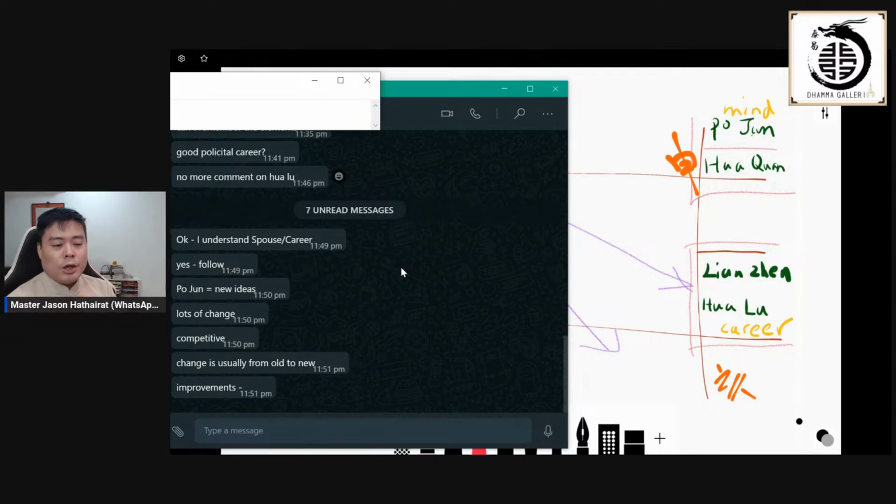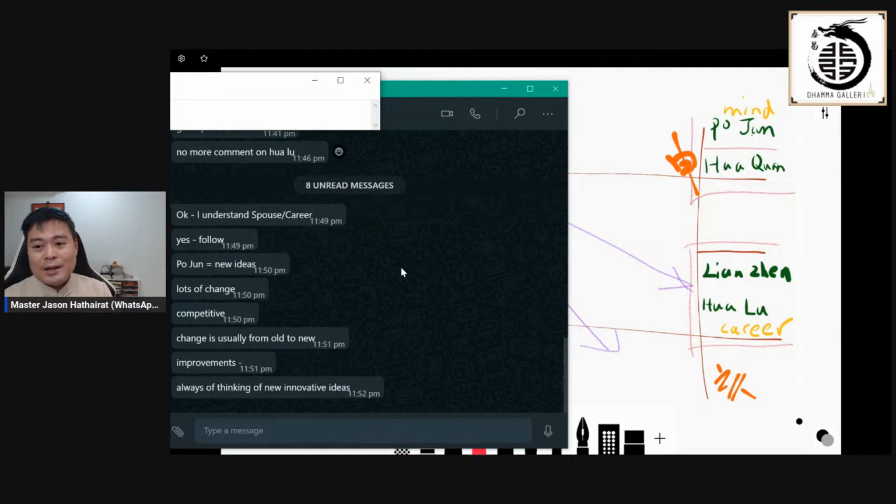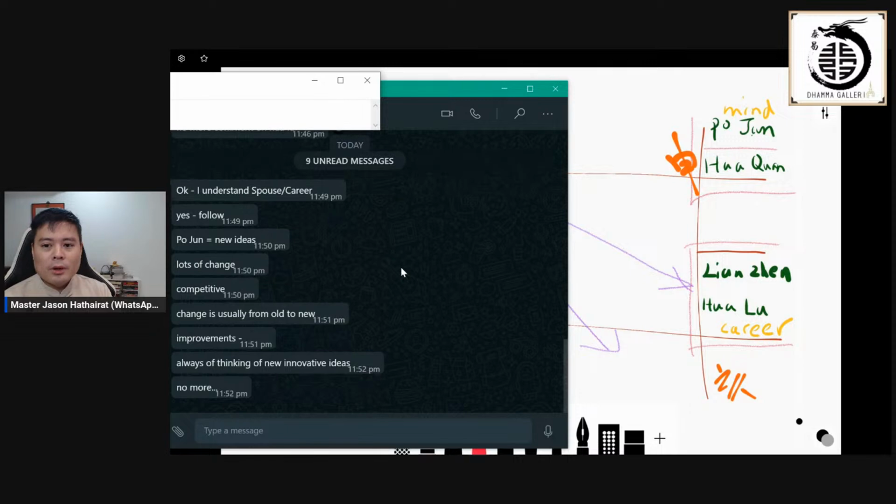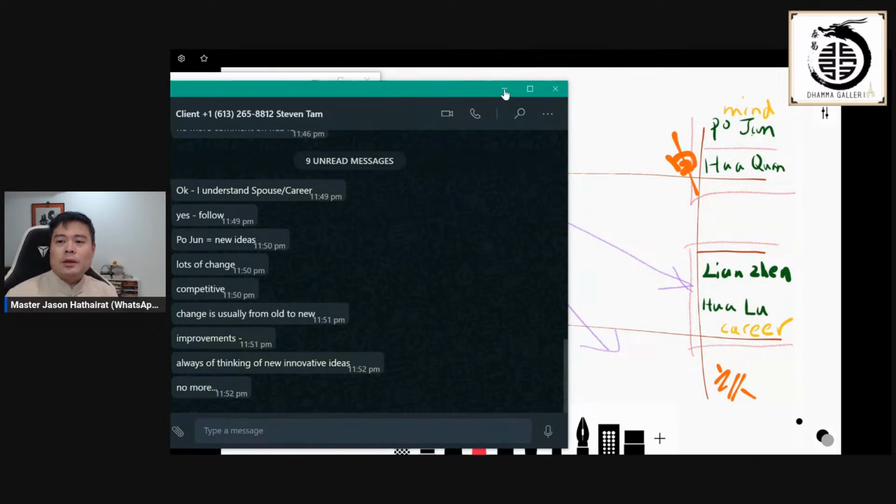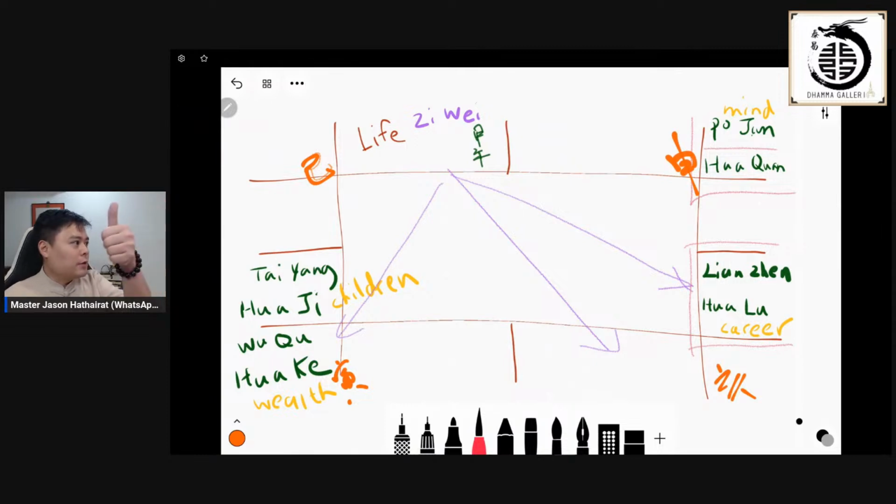So I believe slowly you are getting the logic behind how to go about interpreting the flying star together with the main star. Always having or thinking of new innovative ideas, which is an excellent point. All right, very good point. Any other things you'd like to add on to the interpretation? Okay, no more. Very good interpretation. A thumbs up for you.